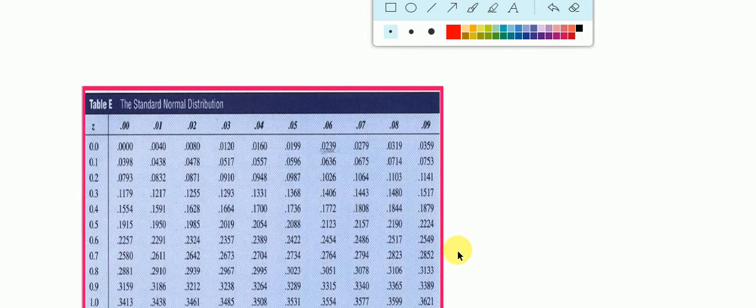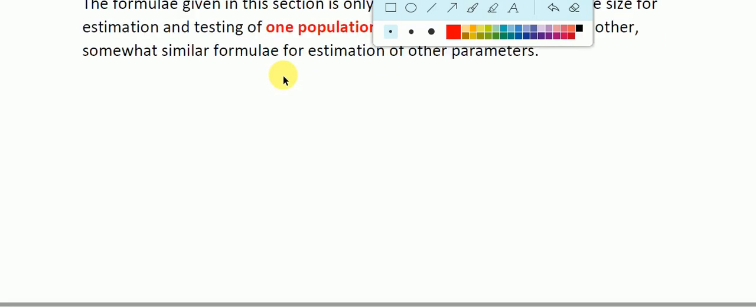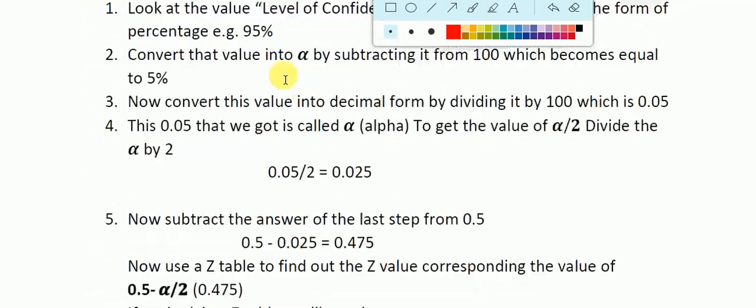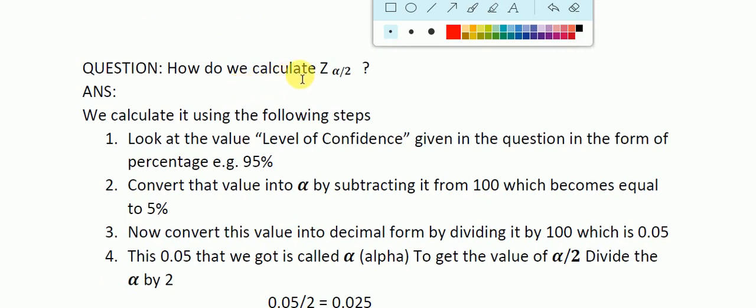So that's it. Before we end this session, we'll definitely discuss how Z alpha by 2 is calculated. It's given over here. We'll go through each step one by one, and inshallah it will be clear. So how do we calculate Z alpha by 2?